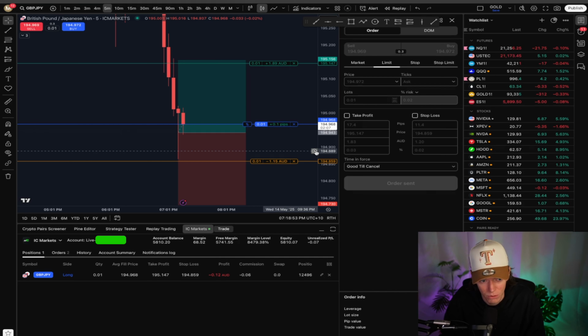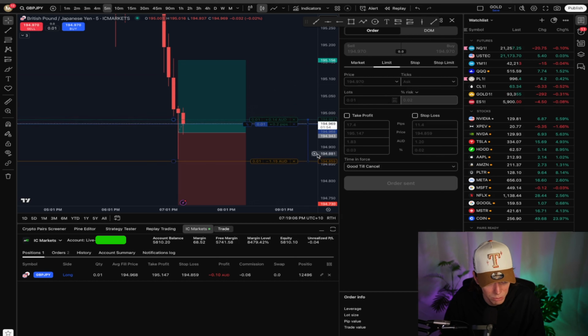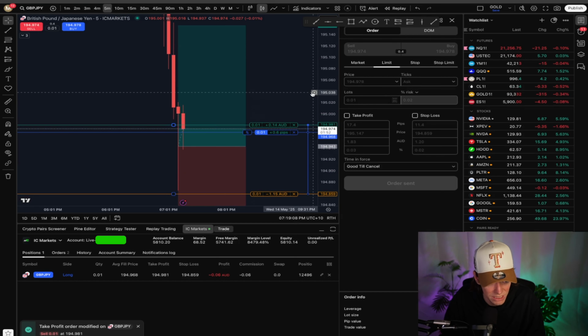It's pretty straightforward. So now we'll see if price wants to go ahead and reverse and move up. We'll go ahead and move our take profit down really low just for example's sake. So once that hits, it will take us out of the trade.